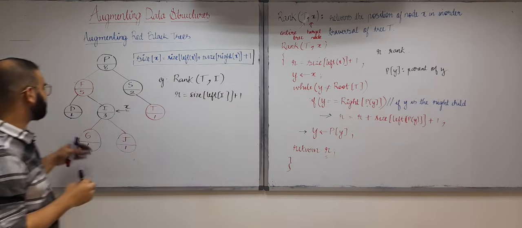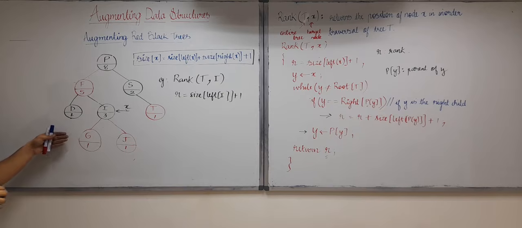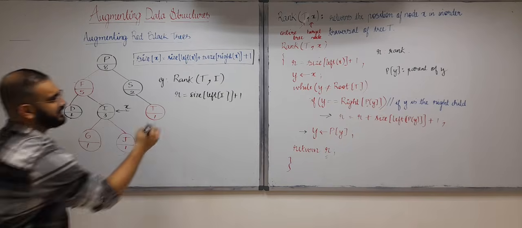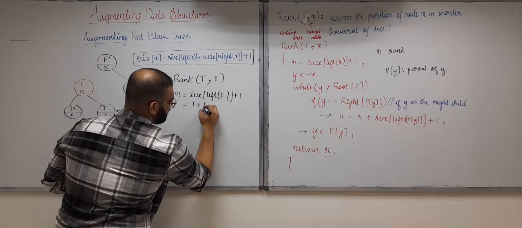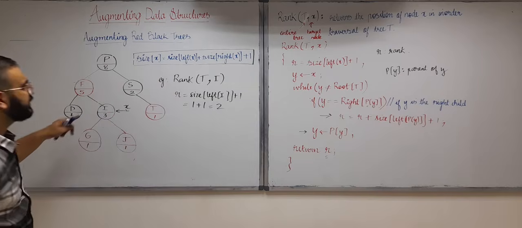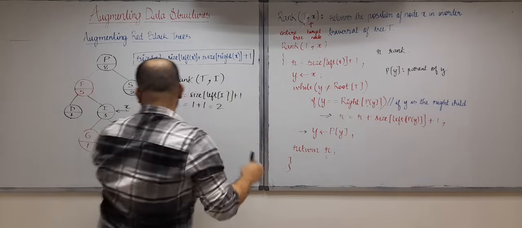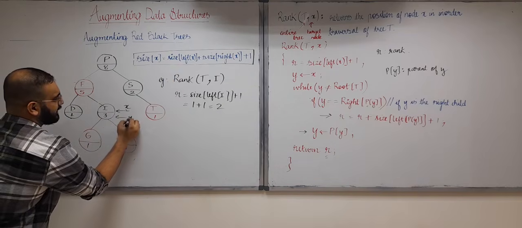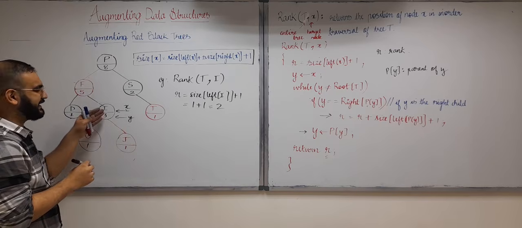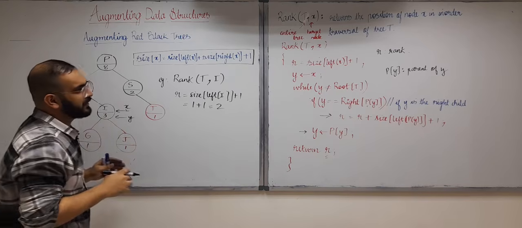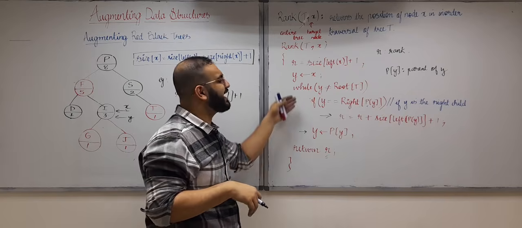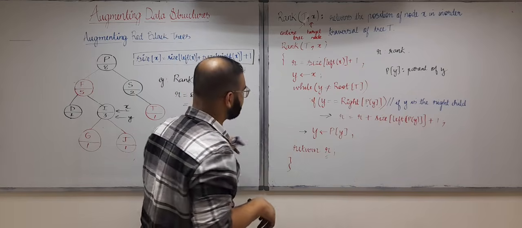So what is the left child of I? It is g, and the size of g is 1, right? So this is 1 plus 1, so it is 2, right? So I found the r value. Now my y will also point at x, right? So y is also pointing at that node where x is pointing, okay? Then I'll go to the while condition and I'll iterate until we reach the root, okay?